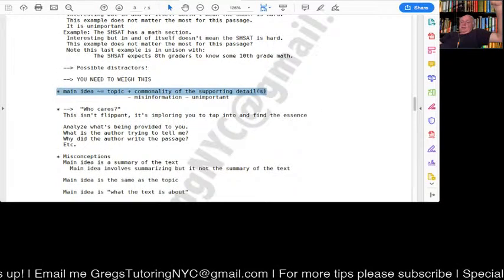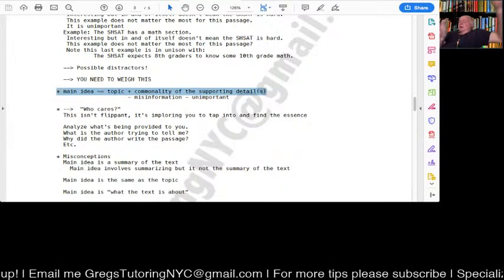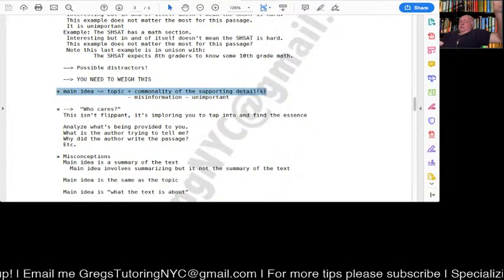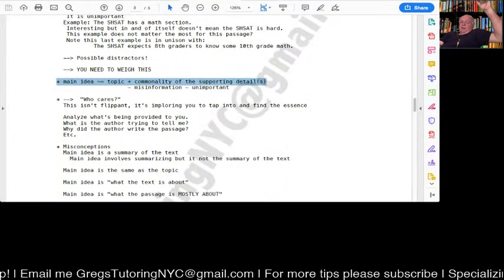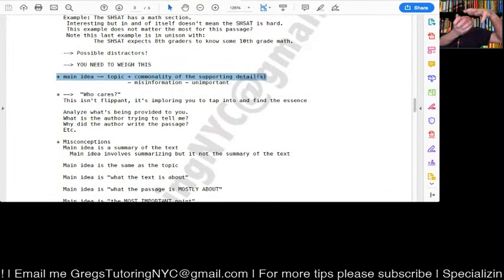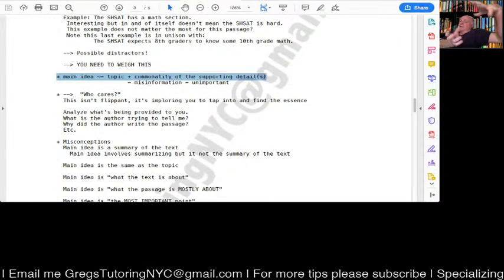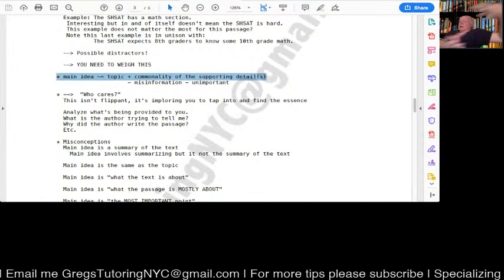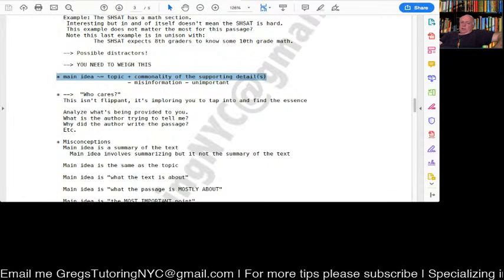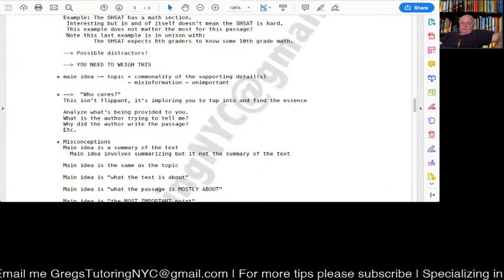And the main idea, as we can see now, is not just what the topic is about. We could argue, of course, my passage is about the SHSAT, but it's also about the SHSAT being hard. Okay? So you have to get that extra thing there. It's not just what it's mostly about. Because my paragraph is easy. If you have a three-page passage, there's a lot going on back and forth, and you have to wiggle back and forth to separate it out. And again, if we go back to the blue line here, get rid of the misinformation, get rid of what's unimportant. Okay?